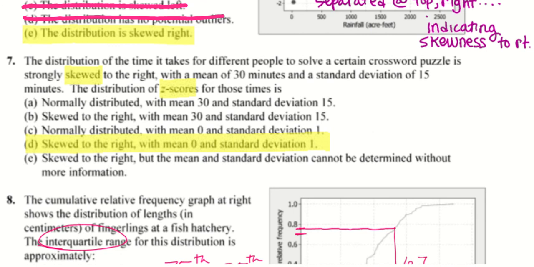For number 7, if your original data set is skewed, then your distribution of z-scores will remain skewed. So it's definitely not just going to switch to a normal distribution because you're calculating z-scores. So A is out and C is out. The transformed distribution is going to still be skewed right, but if you're switching to z-scores, your mean isn't going to stay 30. Your mean has to become 0 and your standard deviation has to become 1. So D is the best answer on number 7.